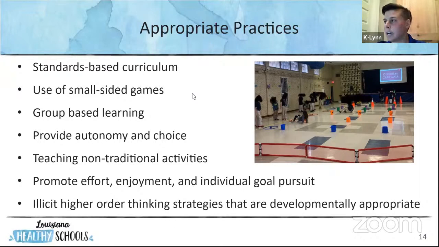Something else that Carrie has done in her school, which is very similar, she's done partner work or groups of three, and she calls it going fishing. And she puts all sorts of poly spots in the gym, and the students are practicing their underhand toss.